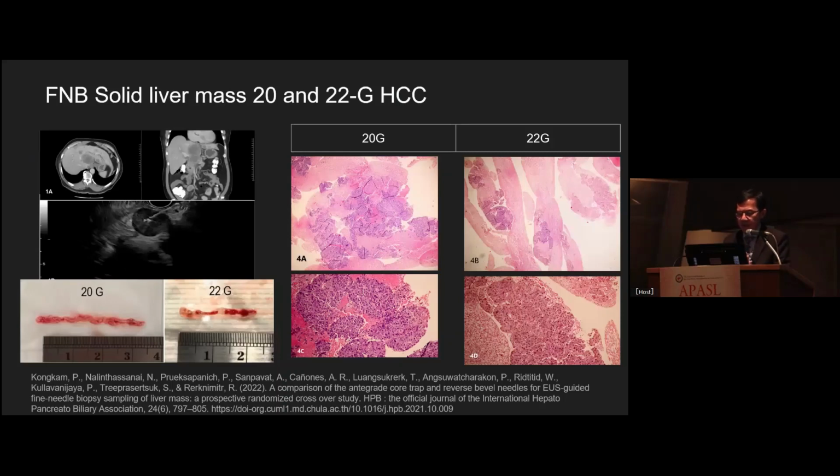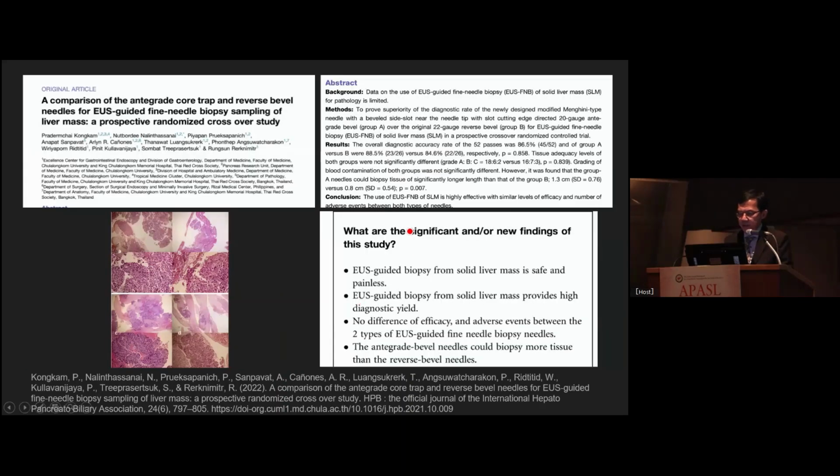I think the difficulty with liver mass is identifying the lesion. We also published one study comparing 20 versus 22 gauge FNB needles with antegrade and retrograde approaches, and we found no difference. But the 20 gauge needle gets a longer piece of tissue.